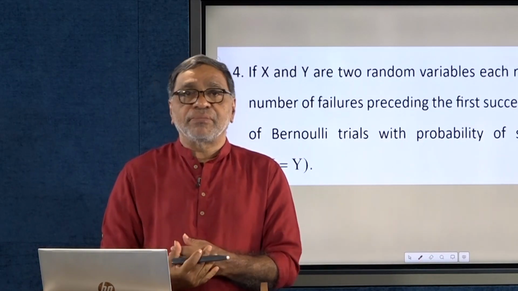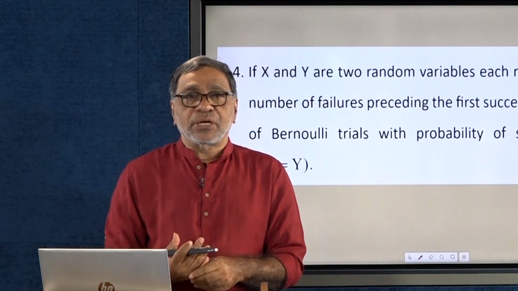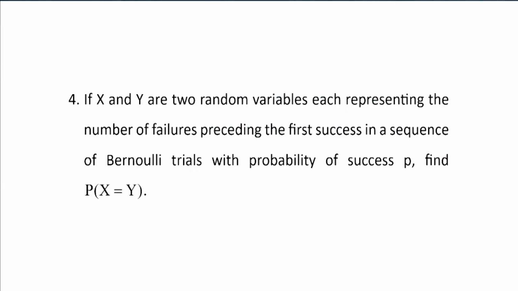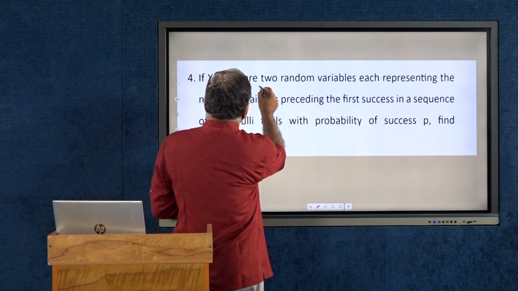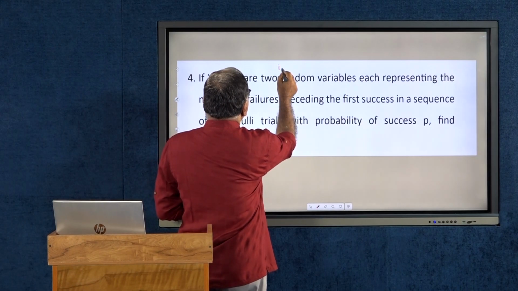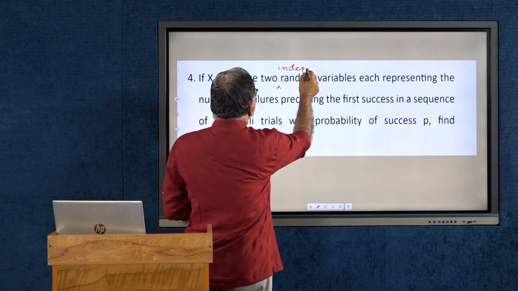This is a problem associated with the geometric random variable, and very interesting also. If X and Y are two random variables, each representing the number of failures preceding the first success, that is the first form of the geometric random variable, in a sequence of Bernoulli trials with probability of success p, find the probability of X equal to Y. If X and Y are two independent random variables, then only we can find this.